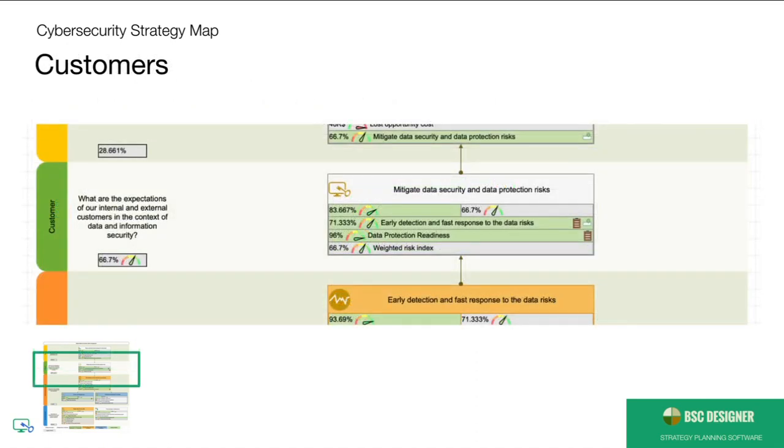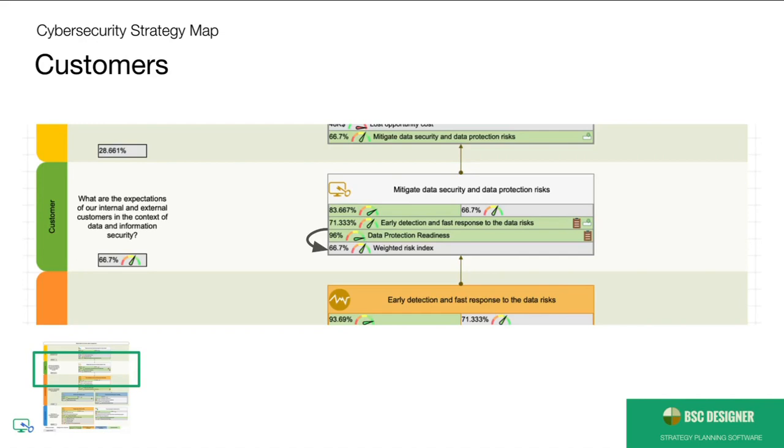For the customer perspective, the key goal is formulated as "mitigate data security and data protection risks". This goal is quantified by the leading indicator, early detection and fast response to the data risks, which is the output of the goal from the internal perspective. Another leading indicator is data protection readiness. Finally, we have a lagging indicator, weighted risk index.